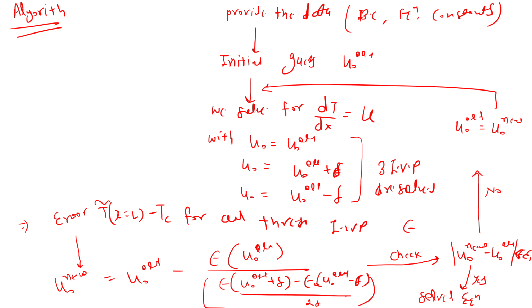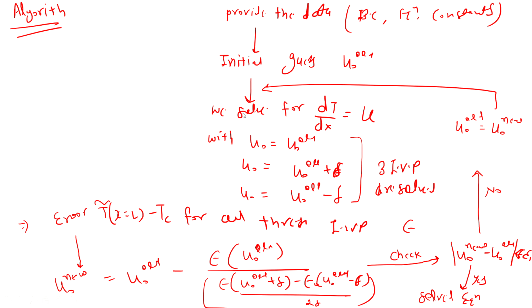And once we have these three errors, we can compute the new value of u naught, that is given as u naught old minus epsilon u naught old upon epsilon u naught old plus delta minus epsilon u naught old minus delta upon 2 delta. Once we have calculated the new value of u naught, we will check for the convergence, that is u naught new minus u naught old. If it is less than epsilon 1, then we have got the convergence. If it is not less than epsilon 1, then we will have to assign the new value of u naught to the old value of u naught, and then we will have to repeat from this step.